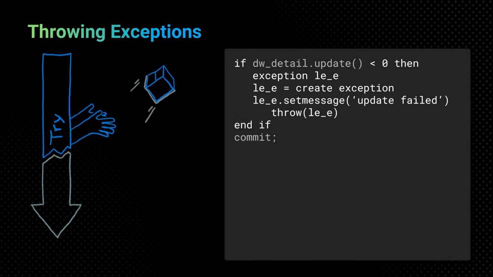So what we want to do is we want to check the return value of this update statement, because if the update fails, we don't want to do a commit, but we want to roll back. So that's what you can see on the right side now. This PowerBuilder code does exactly that. So it creates an exception in case the update statement fails with the error message update failed, which is probably not a good error message, but it's just an example, and then it throws the exception away.